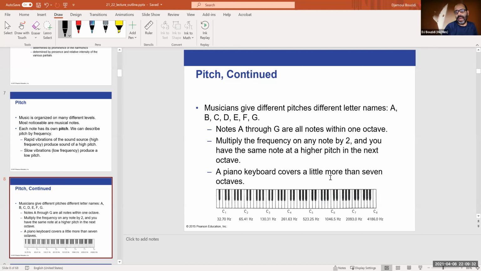Anyway, so again, these are different frequencies in here. You have 32.7, 62. So let's check the ratios in here.